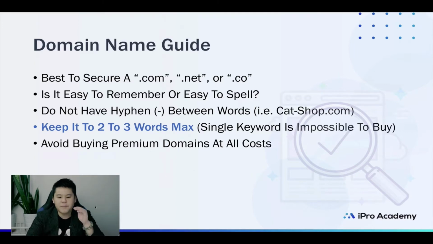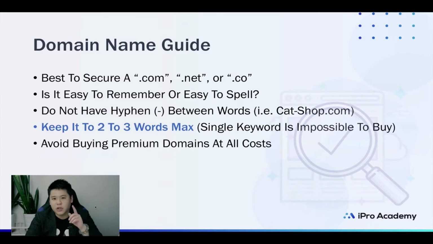Number 4, keep it to 2 to 3 words max. Nowadays, a single keyword is impossible to buy. Even if you can actually find one, it will cost you a fortune. So you want to look for 2 to 3 words at max, like kitty store or toys shop or whatever. I'm just making it up right now so that you add additional words in your domain.